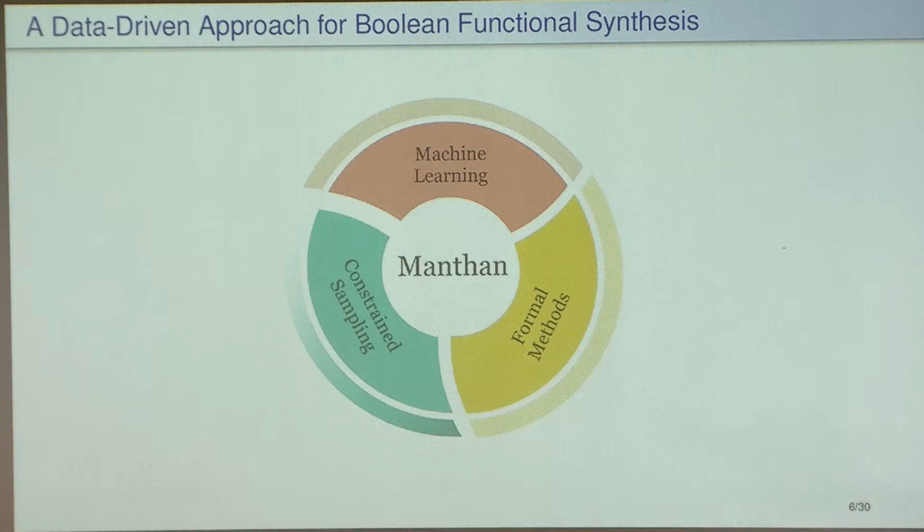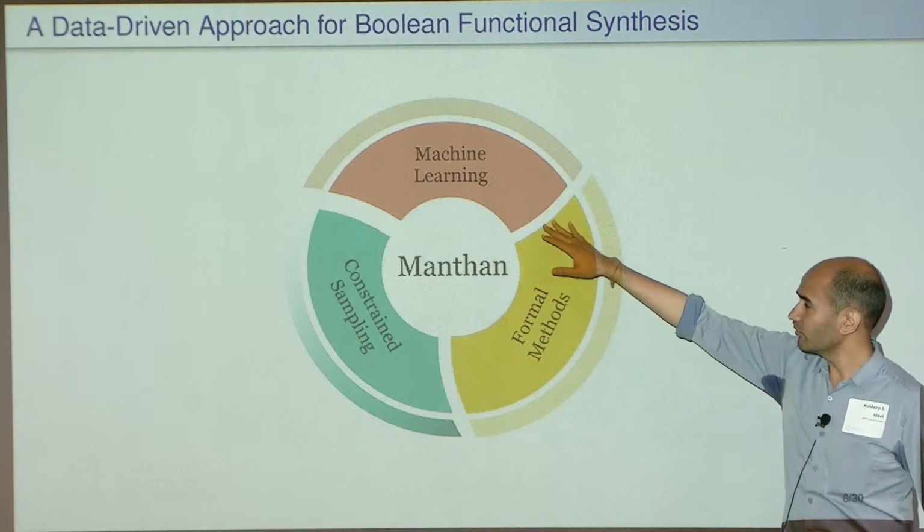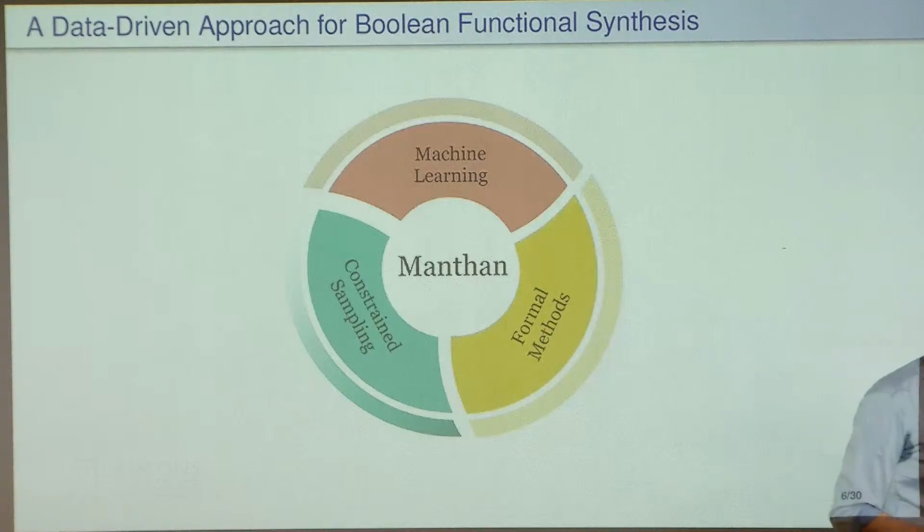So this is an approach where we combine ideas from constraint sampling with machine learning and formal methods. And we call the tool Manthan. Most of the work that I'm going to discuss forms the basis of the PhD thesis of Priyanka Golia, who was co-advised by Subhajit Roy and myself. And along the way, we collaborated with Friedrich Slivovsky from TU Wien.